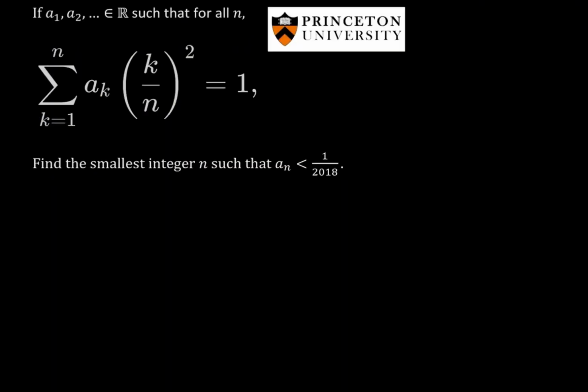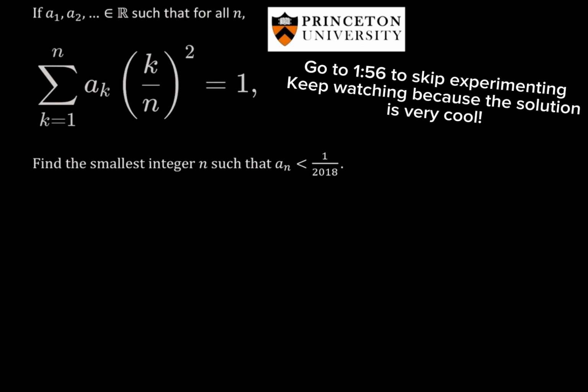Since this problem uses a lot of confusing notation, we can plug in small values of n to better understand the problem. Plugging in n equals 1, the summation on the left-hand side expands to a sub 1 times 1 over 1 squared, and that is equal to 1. Solving for a sub 1 gives that a sub 1 is equal to 1.